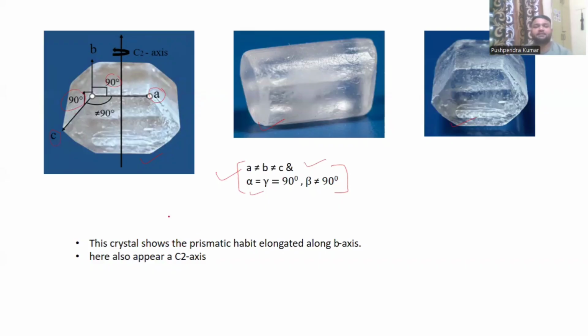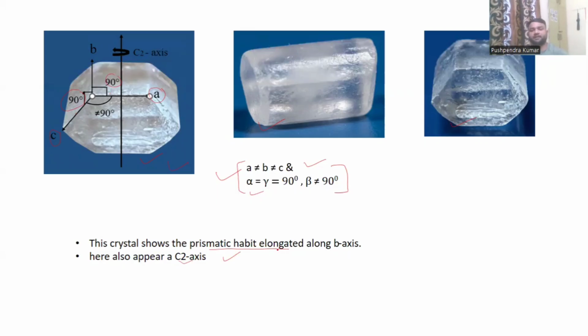This crystal also shows a prismatic habit, like an elongated prism along the b axis. If we rotate it 180 degrees along the b axis, then we get the same crystal. So from here we can see that a C2, a two-fold axis of rotation, is also present.